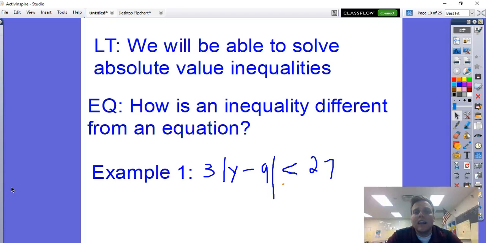Hey guys, our goal for today is to be able to solve absolute value inequalities. A good essential question is to ask yourself, how is an inequality different from an equation? Alright, I'm going to go ahead and tell you that answer. An equation gives us an exact value.